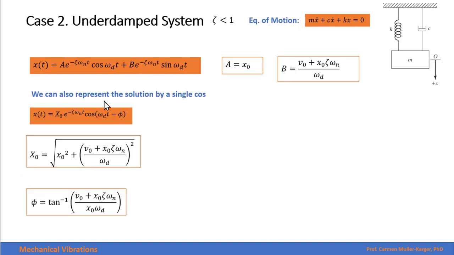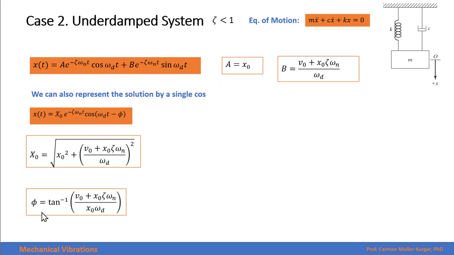We can also write the solution in terms of a single cosine function, which will be this one right here. And again, we can relate this amplitude to A and B as the square root of A squared plus B squared. And since A and B have this value, that's how we can write it in terms of x sub 0.